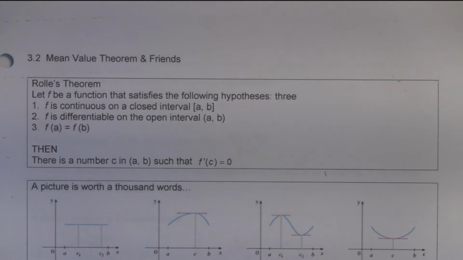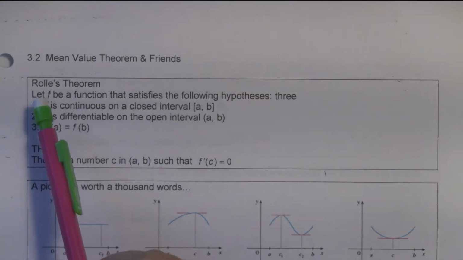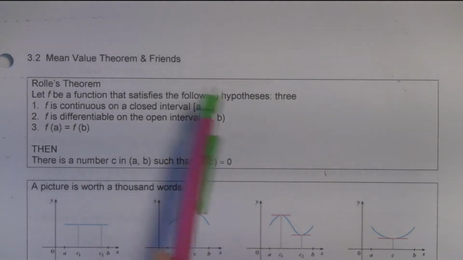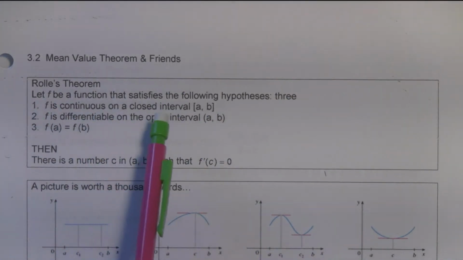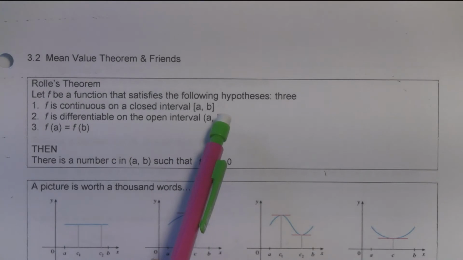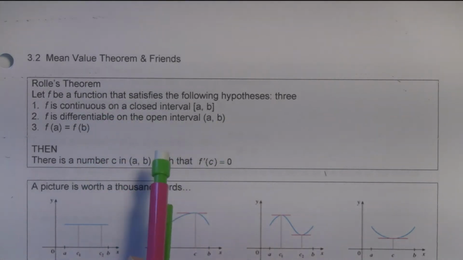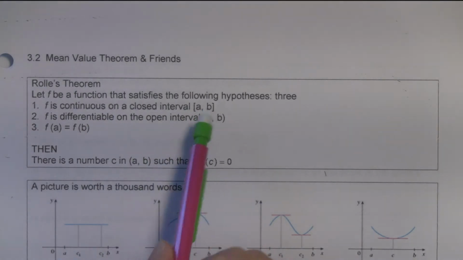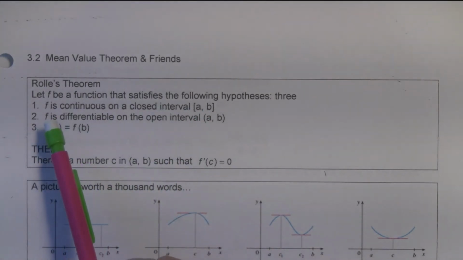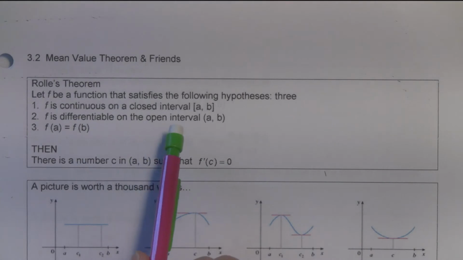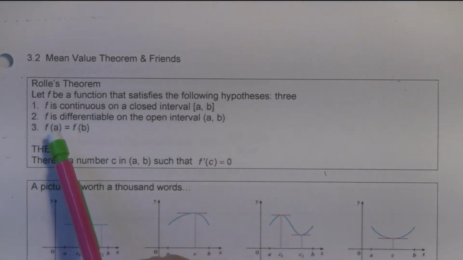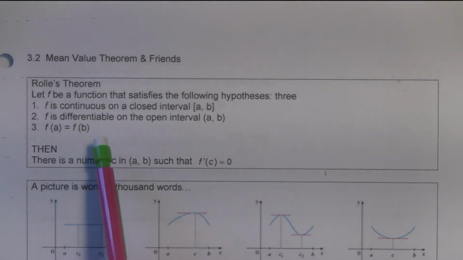What Rolle's theorem says, first of all, it starts off with the hypotheses, and there are three. F is continuous on a closed interval, A to B. We've seen that before, right? The extreme value theorem also had that condition. Number two, F is differentiable on an open interval, A to B. And then also F at A equals F at B.